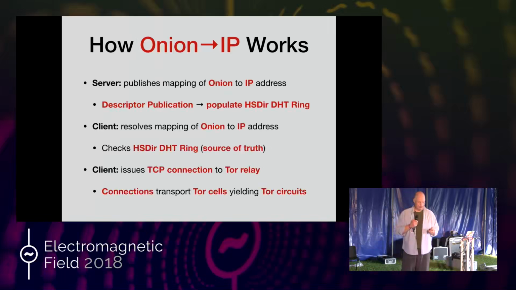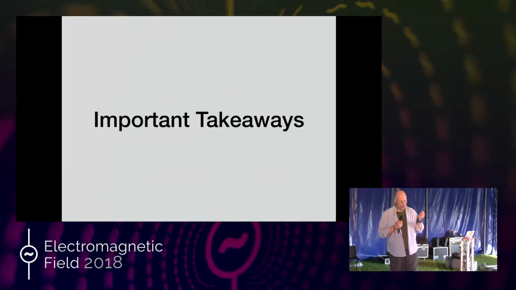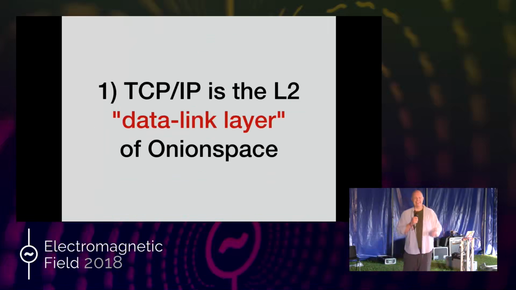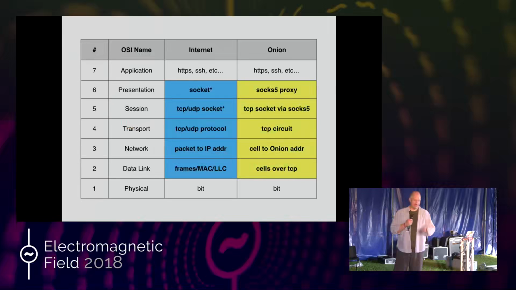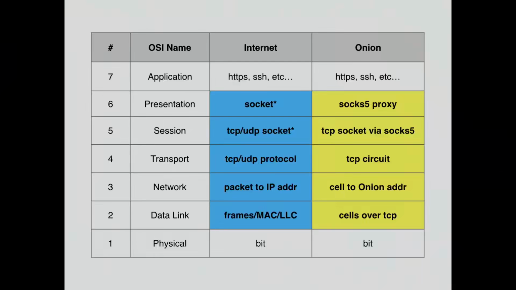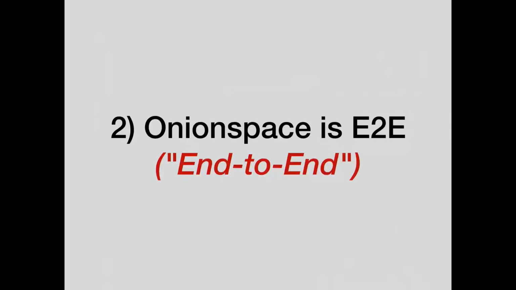Well, Onion addresses, it works like this. And the reason I've got these two slides is so that I can go back and forth and just try and underline the point that this is essentially the same idea. That actually TCP/IP is the data link layer of Onion space. You can actually do the 7-layer model in terms of TCP being pushed down to being the LLC layer for Onions. And Onion space is end-to-end.